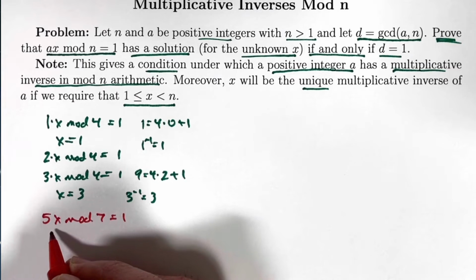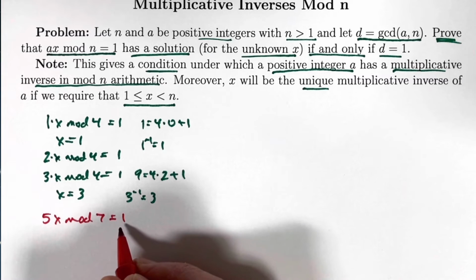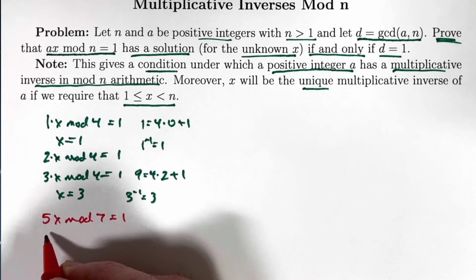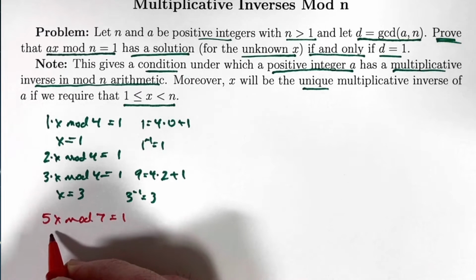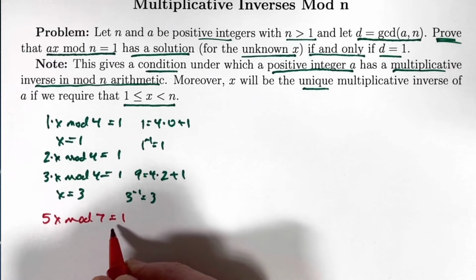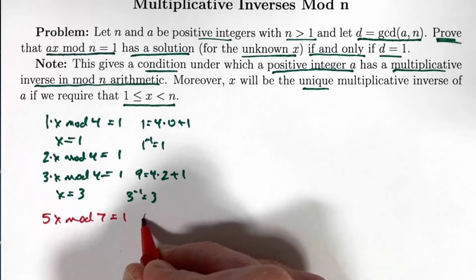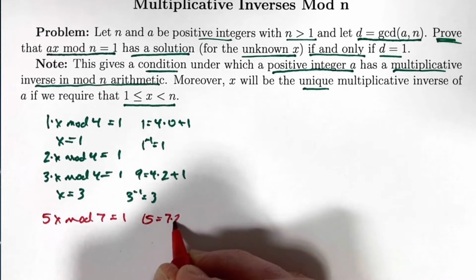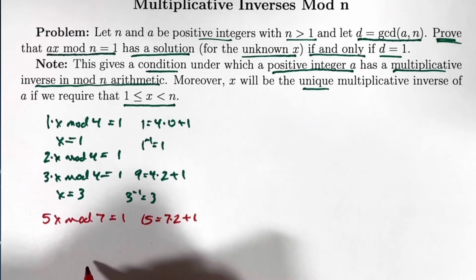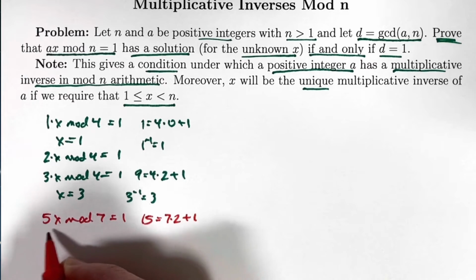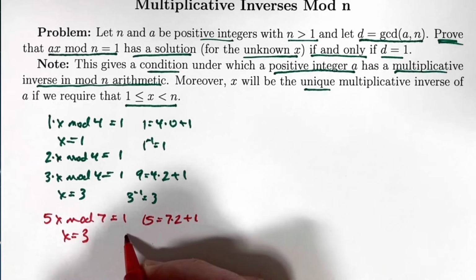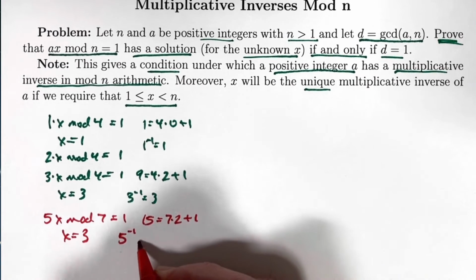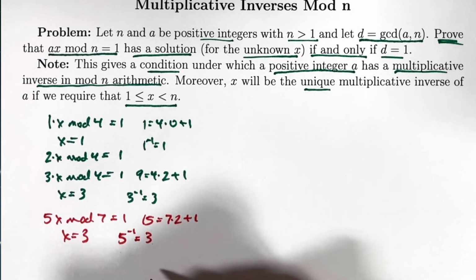If x is 1, we get 5, but 5 mod 7 is not 1, it's 5. If x is 2, we get 10. 10 mod 7 is 3, still not 1. If x is 3, we get 15. 15 mod 7 is 1, because 15 is 7 times 2 plus 1. The remainder we get when we divide 15 by 7 is 1. x equals 3 is the answer here, and we could write the inverse of 5 equals 3 in mod 7 arithmetic.